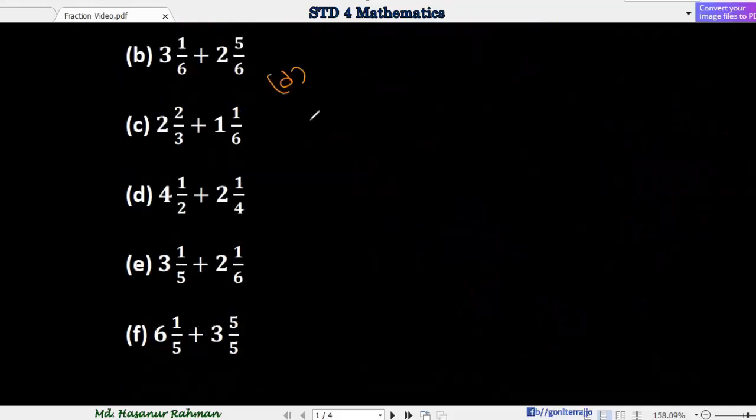Number D says 4 whole 1 by 2 plus 2 whole 1 by 4. So at first we have to convert these mixed numbers into improper fractions. So 2 times 4 is 8 plus 1 that is 9, plus 4 times 2 is 8 plus 1 that is 9.